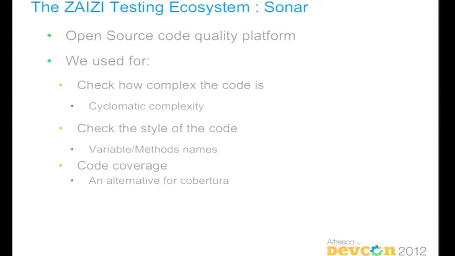We use that to check how complex our code is, the cyclomatic complexity. Check the style of the code, check if everyone codes under the same naming criteria: variable names, method names, class names. As an alternative to Cobertura, which is another plugin that we are going to talk about, we can use it for code coverage, or how much percentage of code is covered by the unit test.